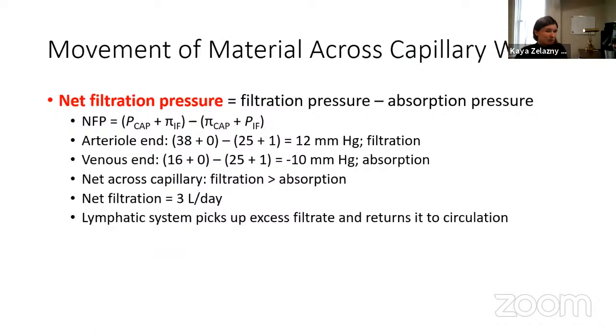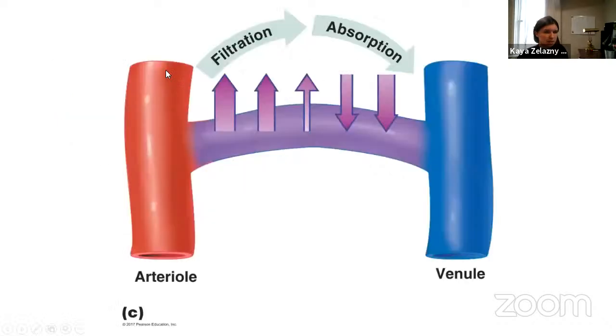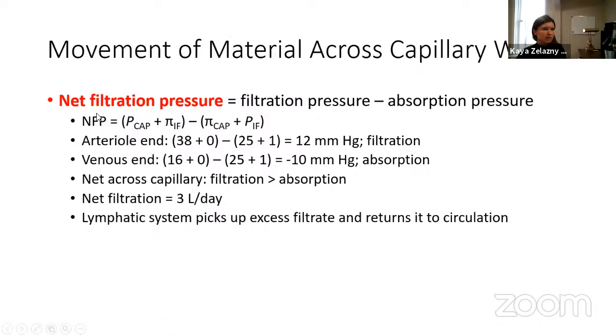We can also calculate these. So what we're talking about when we have that diagram with these big arrows, showing us filtration at the arteriolar end, absorption at the venule end, is the net filtration pressure at each of these locations. So the net filtration pressure is all those forces, so P cap, PIF, pi IF, pi cap, all put together, all those forces acting on any given water molecule. So in order to figure out the true direction that water molecule wants to go, we have to take all of this into account.